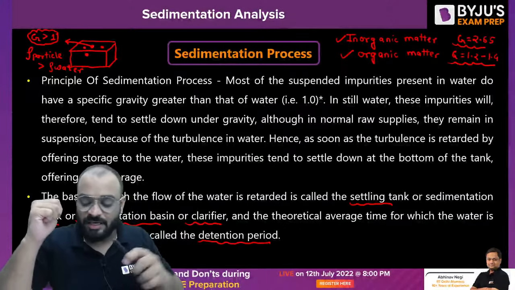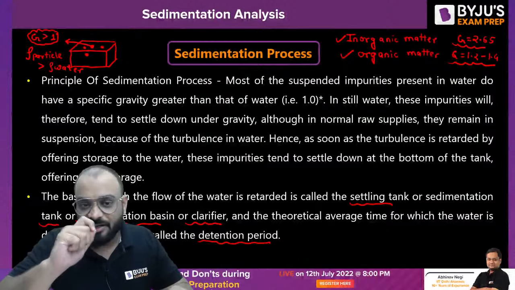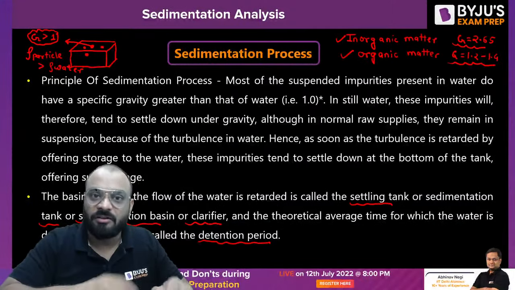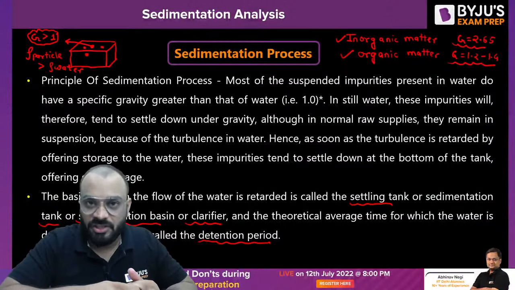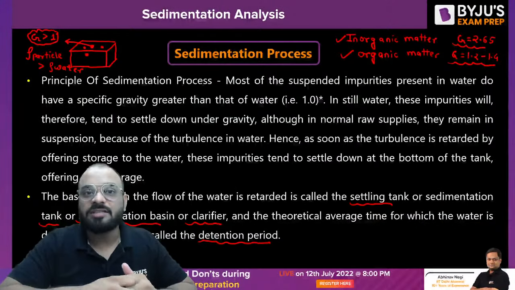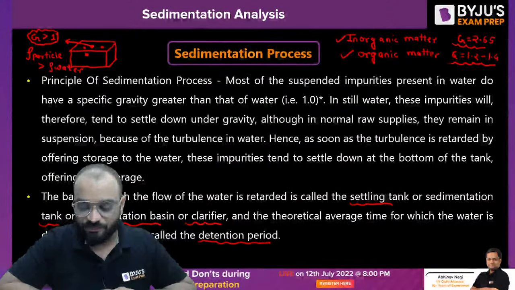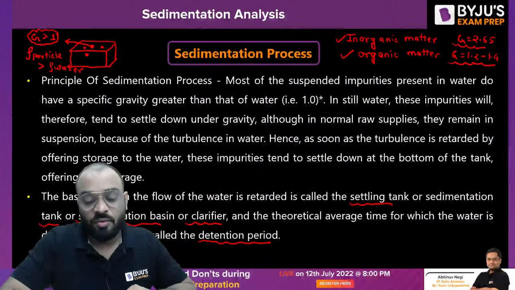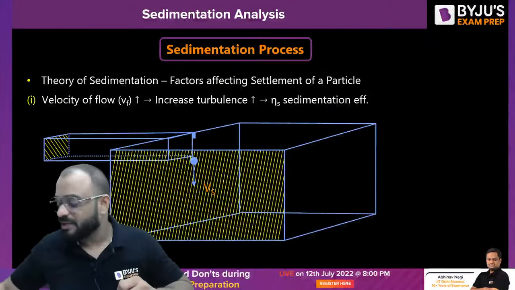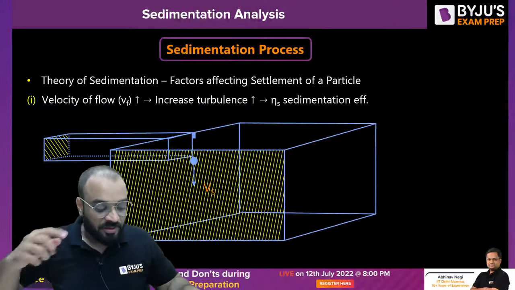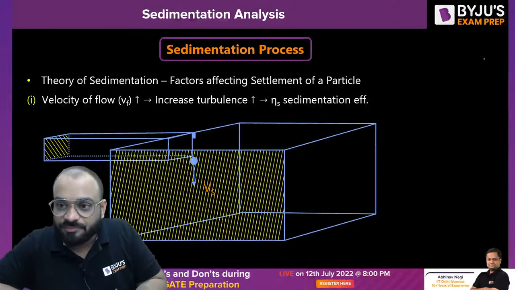Now we need to understand what are the factors due to which the sedimentation process may get affected in our sedimentation tank, and how we can change that particular parameter so that we can increase the efficiency of sedimentation. Okay, let's understand one by one. So the first thing is velocity of flow. Let's understand with one example.